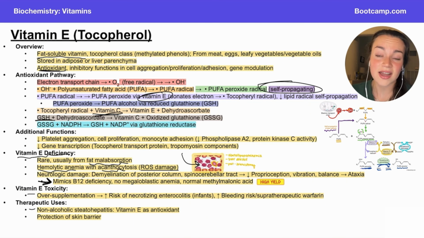That's it for the fat-soluble vitamins. We're going to mark our introduction into the water-soluble vitamins by talking about vitamin E's partner in crime, vitamin C. So stay tuned for that.